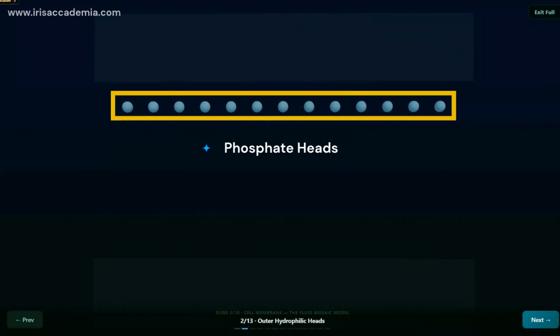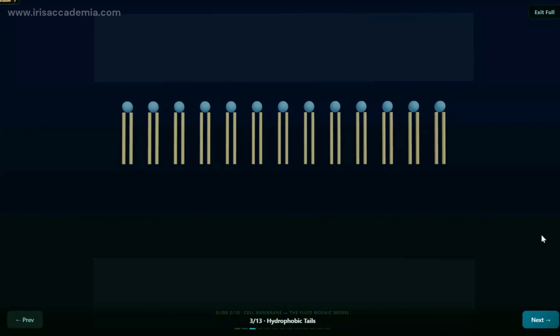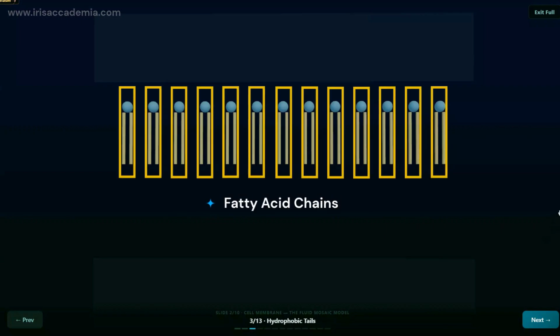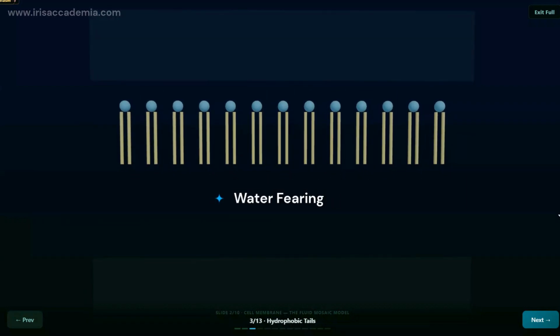Phosphate heads, shown as blue spheres, are hydrophilic, meaning water-loving. They naturally orient themselves toward water, lining the outer surface of the membrane where they face the extracellular fluid. Each phospholipid has two fatty acid chains, shown in yellow. These tails are hydrophobic, meaning water-fearing, and they point inward, away from both the extracellular fluid and the cytoplasm.